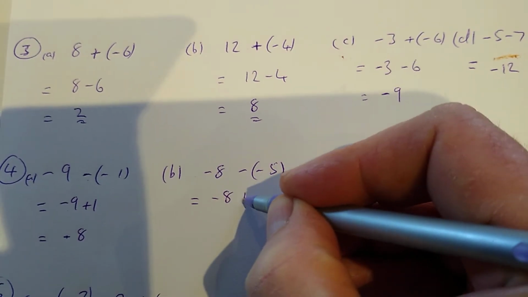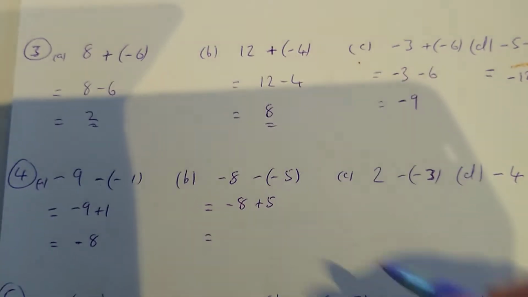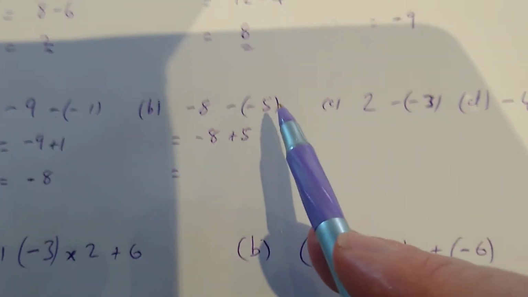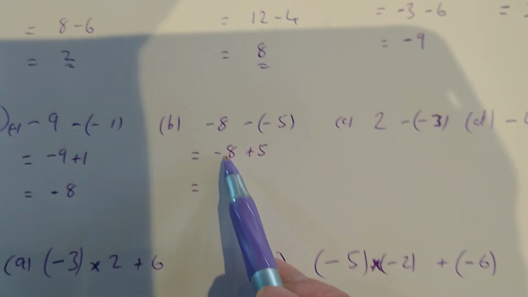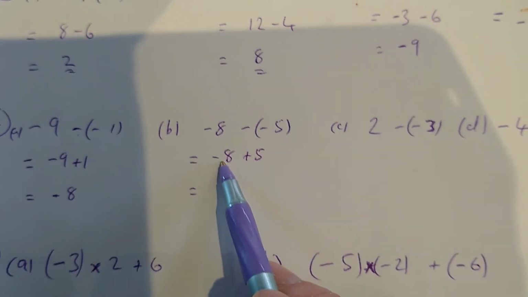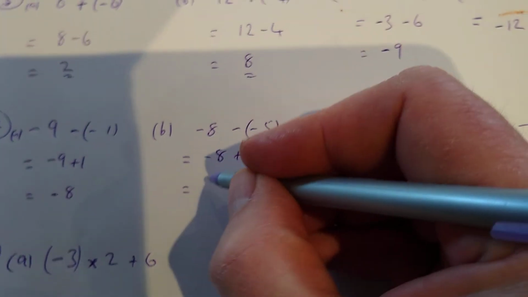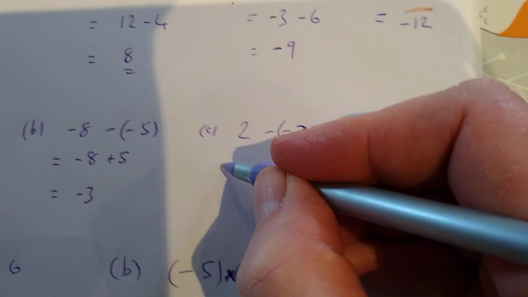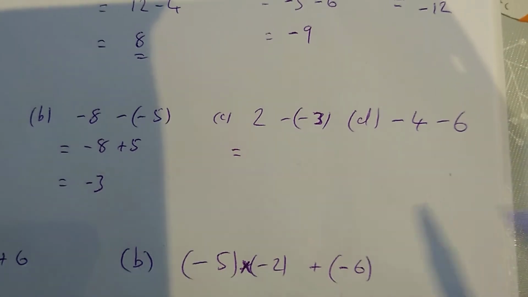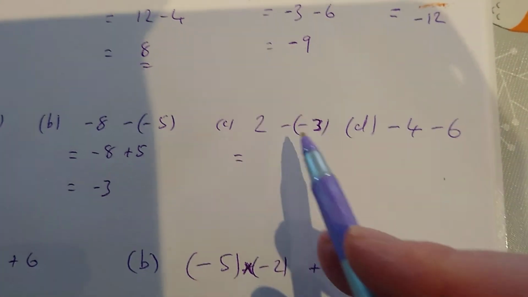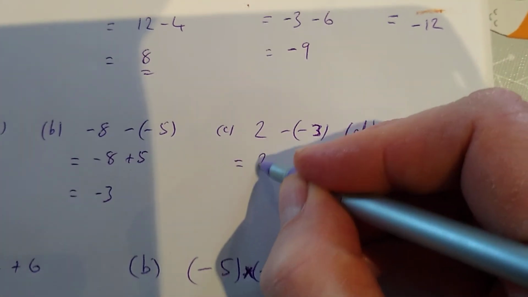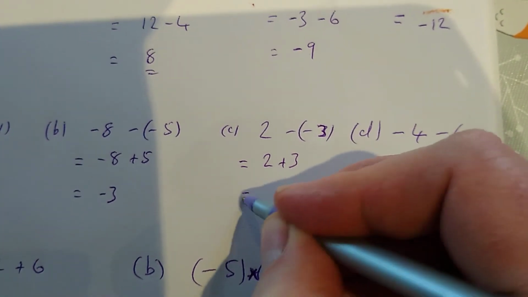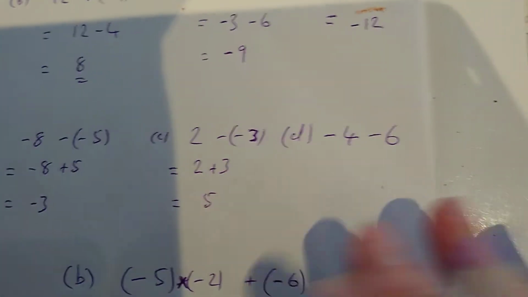Here, again, we're subtracting a negative, which is just the same as adding. So -8 plus 5, take £8 off somebody, then give them £5 back. Overall, we've taken £3 off them. Part C, 2 subtract -3, again we're taking away a negative. That is just adding. 2 plus 3 is 5.